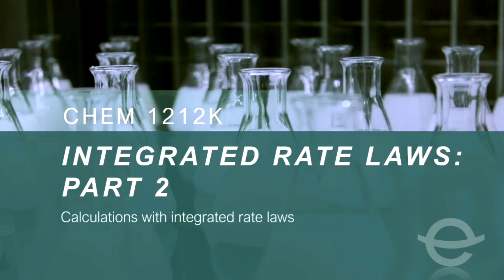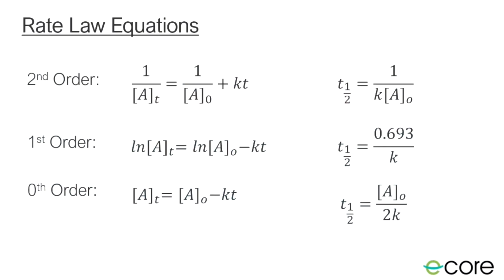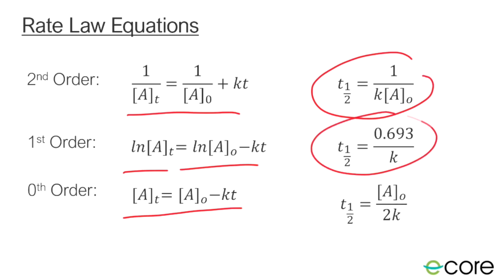In this video, we're going to take a look at integrated rate laws once again. Here we're going to actually do calculations with our equations and solve for, say, the concentration after a reaction has run. As a reminder, here are the set of equations we looked at in the first video. For each different order of a reaction, we have a different integrated rate law, those guys, and we have a different half-life equation, those.